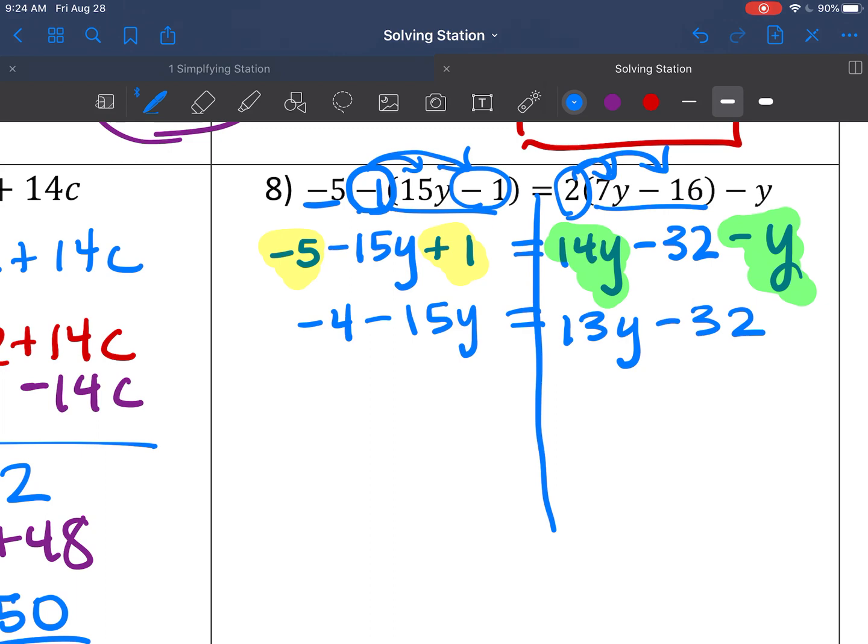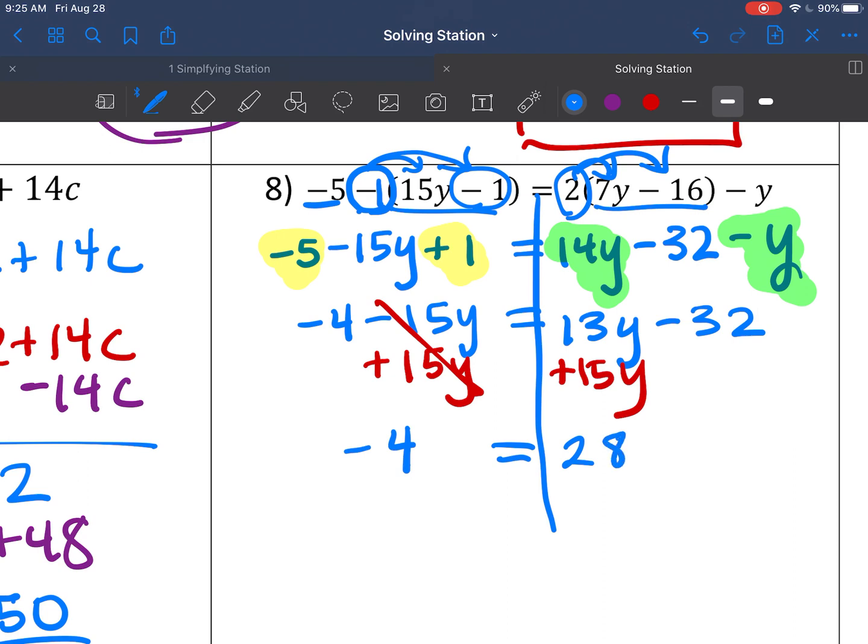All right, so our equation's looking better and better every step. Now, each side is as clean as it can possibly be. We've gotten rid of all parentheses first. We've combined all our like terms. Now we're ready to get all of the y's on one side. And so I'm going to get rid of these -15y's by adding 15y. That's personal preference. I don't like working with negatives. And so on the left, I'm just left with -4. On the right, I'm left with 28y's.